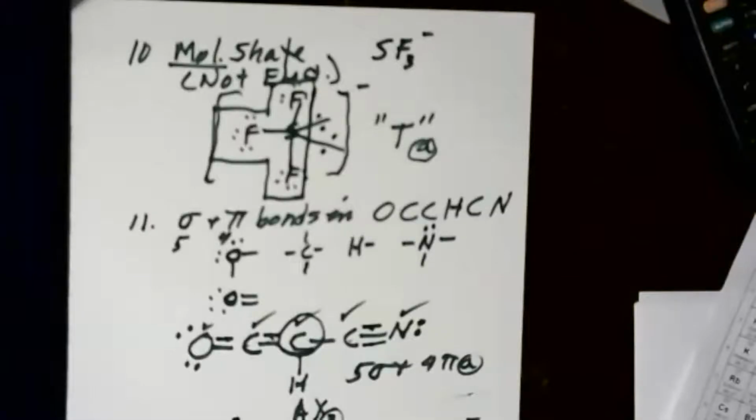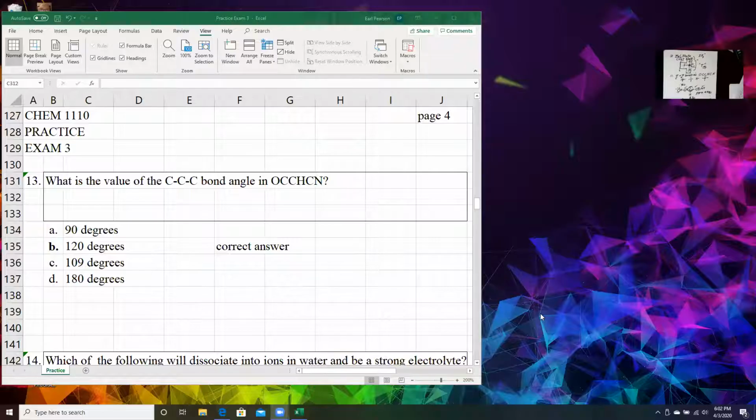Okay, now let's go back over here and see what we got for number 13. We want the bond angle for that one. Well, that's going to be pretty easy for us to get. Okay, so let's go back and look at what we've done. We said AX3 is what we calculated up here. What is the shape of an AX3 molecule? Well, it's trigonal planar.